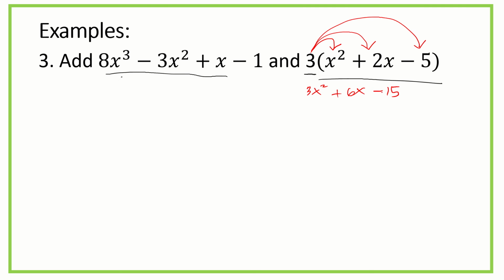Or you can just put minus 15 for that. And there you go. Now our first step in adding polynomials vertically, we need to make sure that it is in standard form. So let's review the degrees. So first term, wait, let me just copy it. This is our first polynomial, 8x cubed minus 3x squared plus x minus 1.